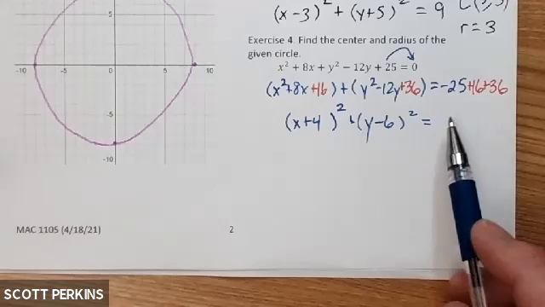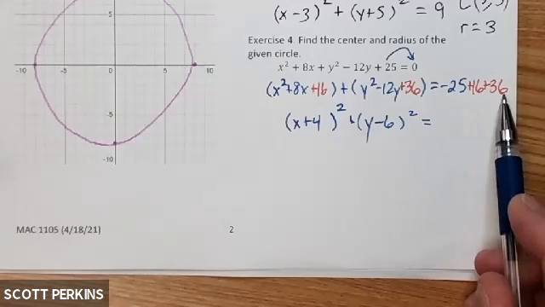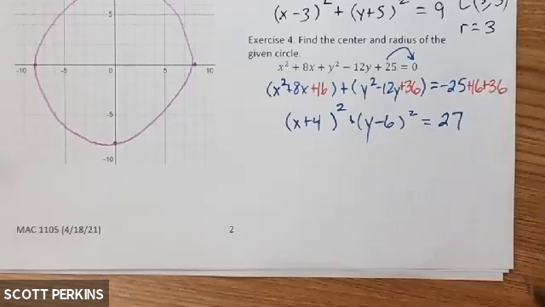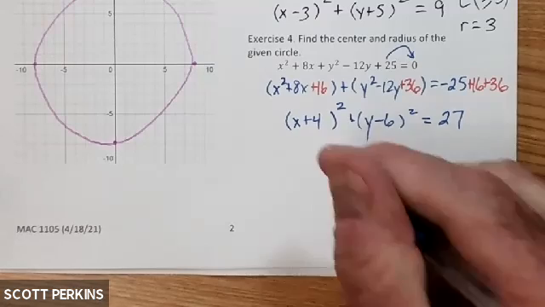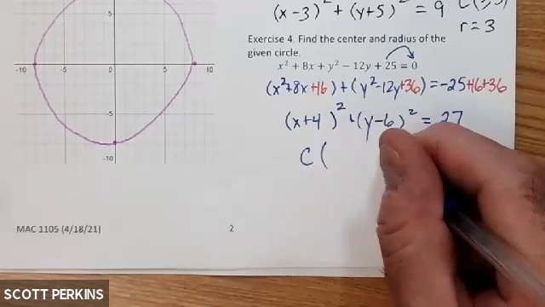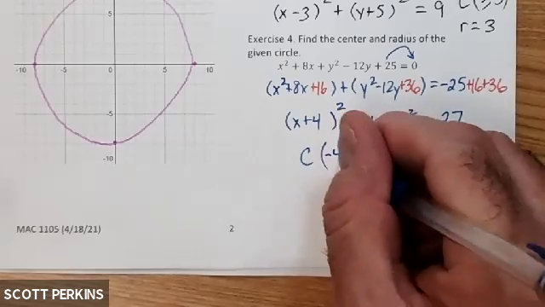And then negative 25 plus 16, that's negative 9. Negative 9 plus 36 is 27. Ooh, challenge, challenge. So the center, what's the center of this? Yeah, that's not the challenge.